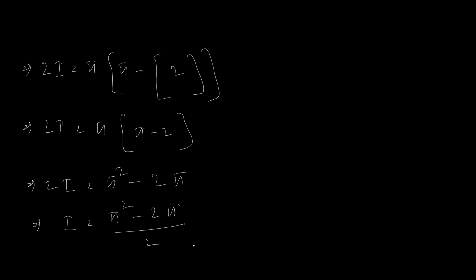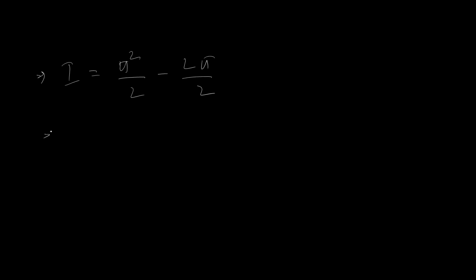So I is equal to pi square by 2 minus 2 pi by 2. Yes, minus 2 pi by 2. So I is equal to pi square by 2 minus pi. So this will be the answer.